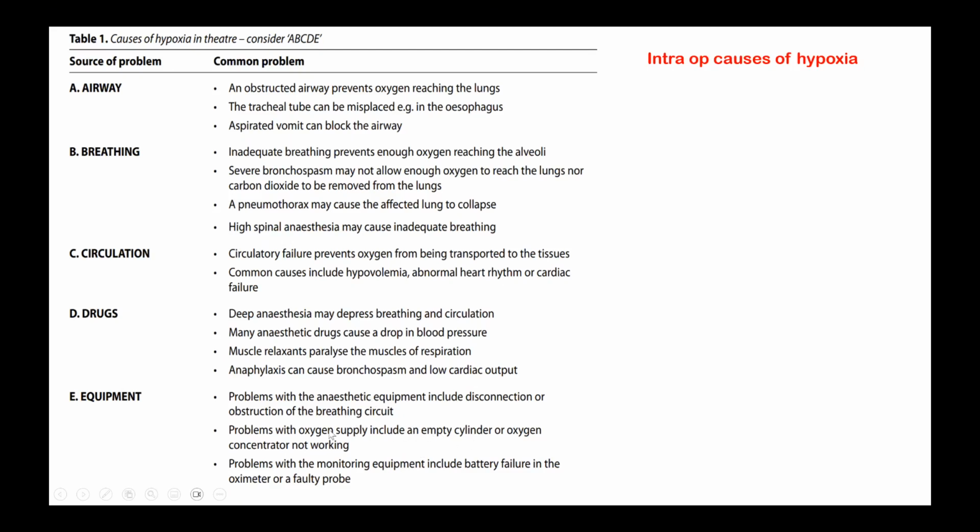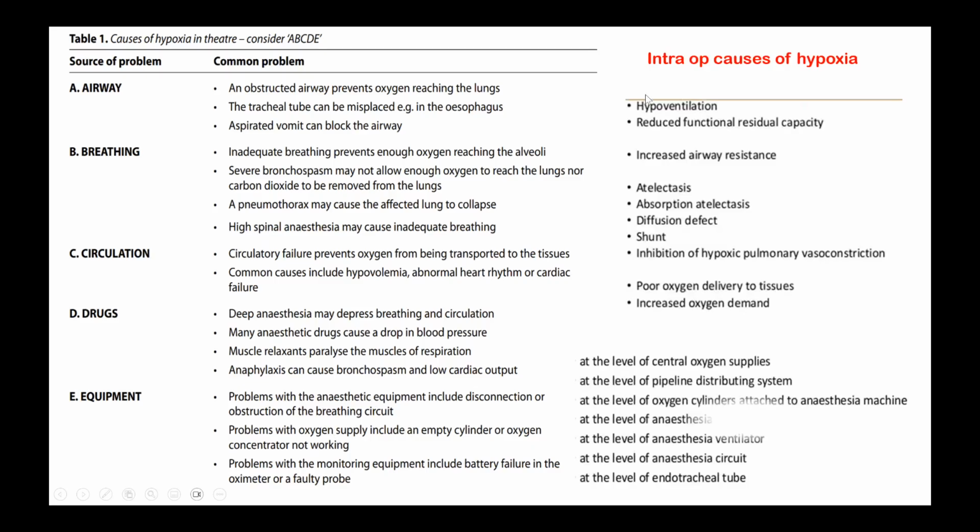cylinders not being checked. All these things are more or less some of the iatrogenic problems which we discussed in the earlier slide. And so these are all the reasons why these things happen, especially atelectasis, absorption atelectasis, diffusion defects, etc. And at the level of the delivery of oxygen from the equipment, you can classify them at the oxygen supply level, pipeline distribution, windows, the various problems at the anesthesia machine level, anesthesia ventilator level, anesthesia tube level, and ET tube level.